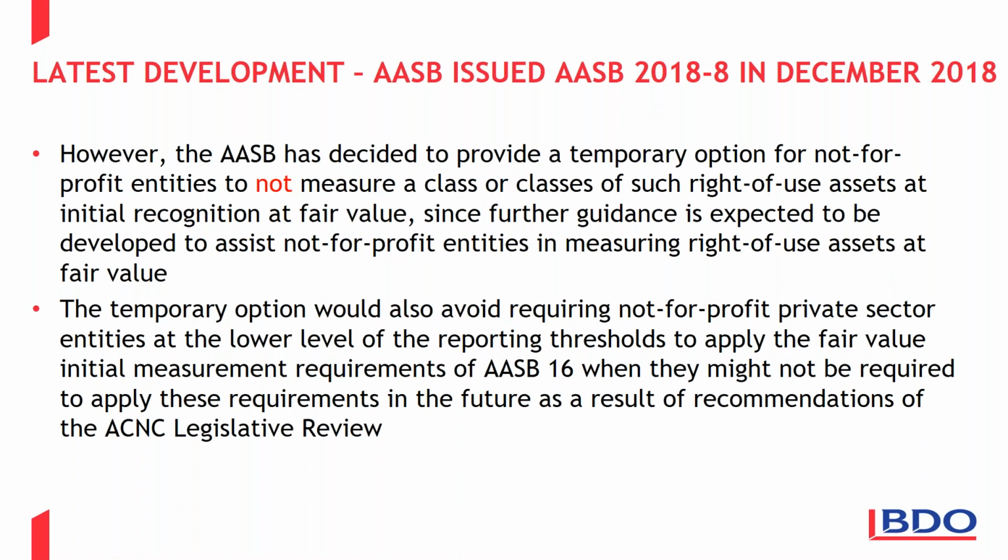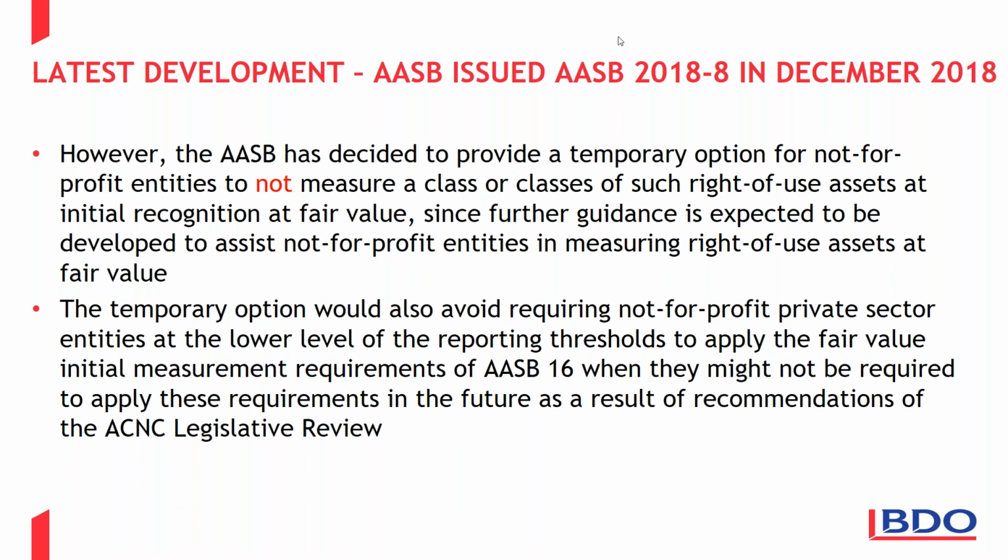So I'll read this slide so we can just get across all the words. The AASB has decided to provide a temporary option. That's quite important. It's a temporary option for not-for-profits to not measure a class or classes of assets, the right of use assets, initially at fair value. And principally, one of the main reasons for that is because guidance needs to be developed on how to actually do that valuation. It's a valuation exercise, and valuing the right to use an asset in a not-for-profit that is the subject of a peppercorn lease has proved somewhat tricky.